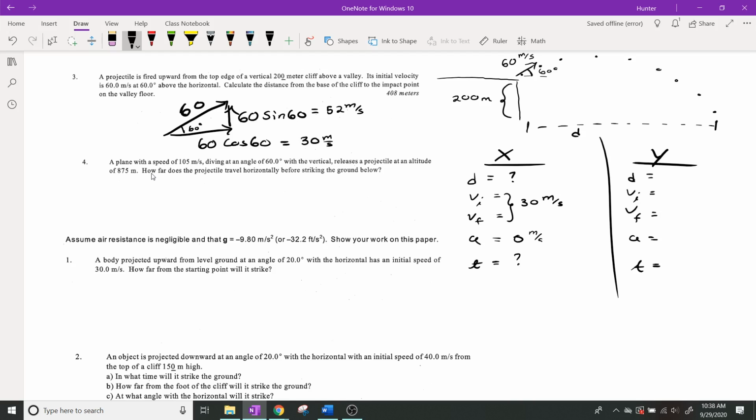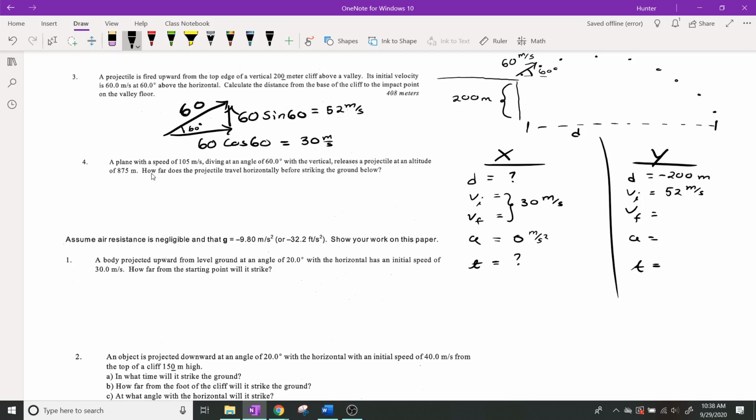Yeah, you don't want to say yes. I don't know. Or no. Distance in the y direction. Are you sure? Negative 200. It is not the same thing. Direction matters. Direction matters. VI? Positive or negative? Positive 52 meters per second.